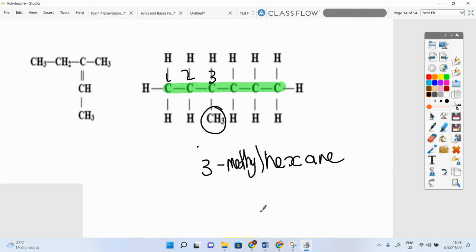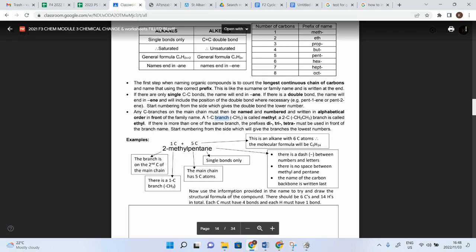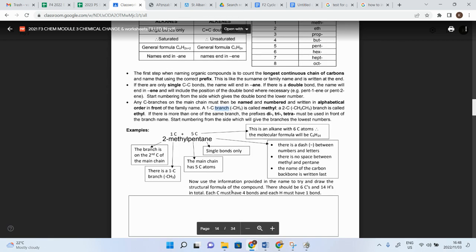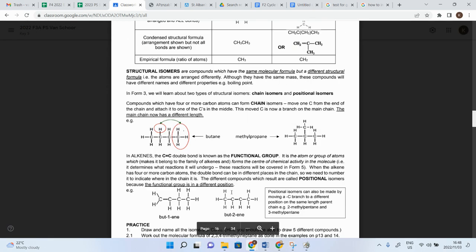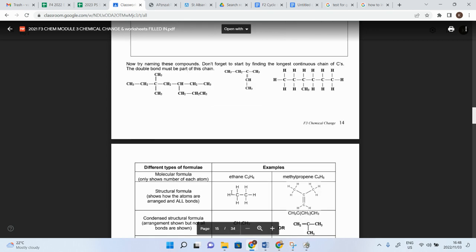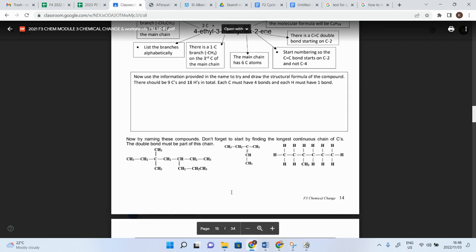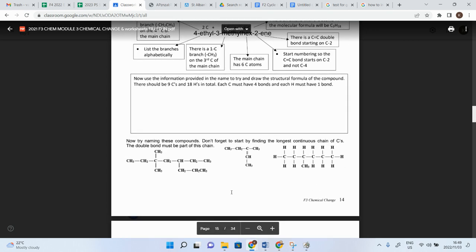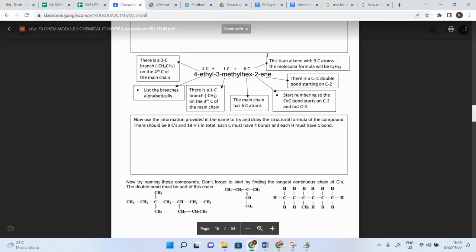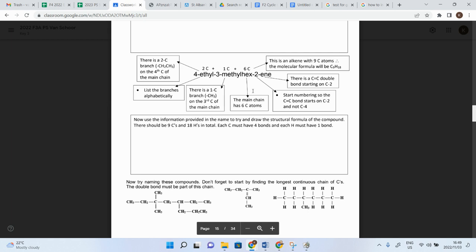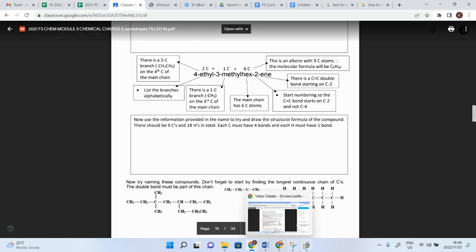And then there was another example also on page 14. 4 ethyl dash 3 dash methyl hexane. Oh, you have to draw that one. Yes, you now have to draw it. Okay, fine. We can do that as well.